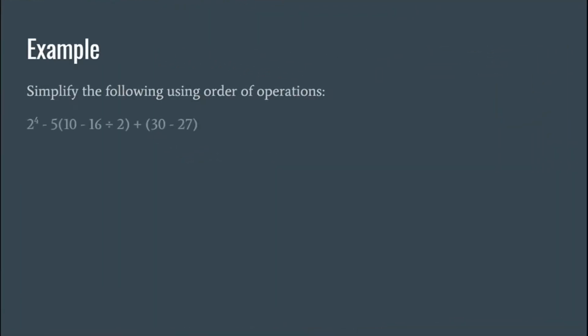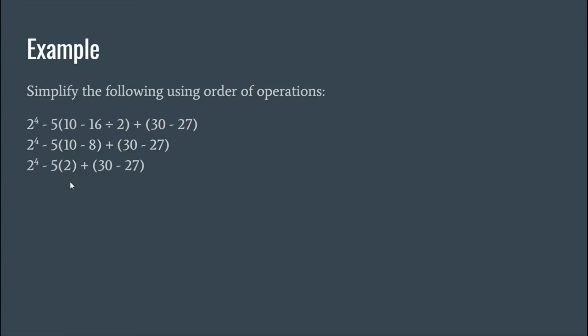Okay, so we're gonna simplify this expression. Notice there's no equal sign, that's why it's an expression. Following order of operations, parentheses is our first thing. I got two sets of parentheses, so we're going to do this one first. Inside the parentheses, we got subtraction and division. Division we do before subtraction, so we'll take care of this first. 16 divided by 2 is 8. Now we'll finish up this set of parentheses by doing the subtraction. 10 minus 8 is 2. That takes care of that parentheses.